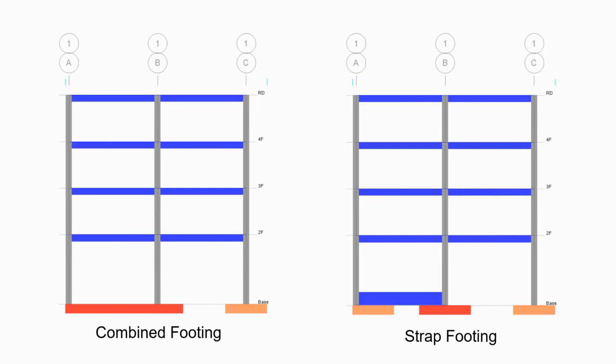In this case, the use of either combined or strap footings is very effective. The strap beam restrains the tendency of the footing to overturn by connecting it to nearby footing.